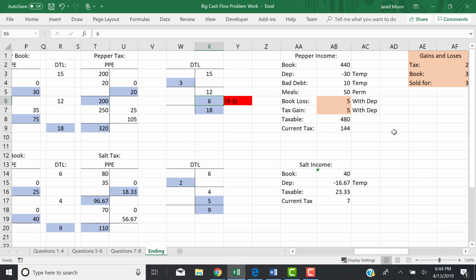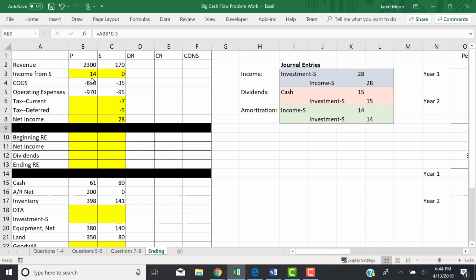Now let's finish out our income. We sum them all up, and we get taxable income of 480. Calculate the tax on that times 30%, and that gives us 144. So we can come over here and put current amount of 144. And what was our deferred amount? Let's take a look. We know that it's 3.